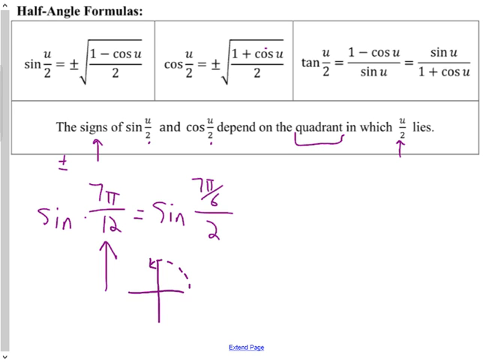7 pi over 12 is a little more than half. We're in quadrant 2. So sine of that value is going to be positive, because sine is positive up here. If I did the same thing but with cosine, my answer would be negative. So that's not saying that it's always plus or minus. It's based on whatever u over 2 is that will dictate whether it's a plus or a minus.